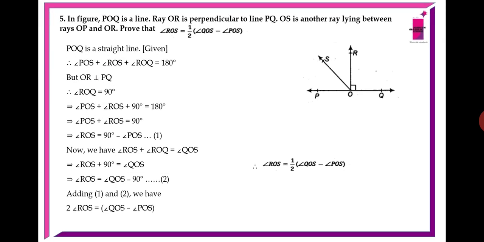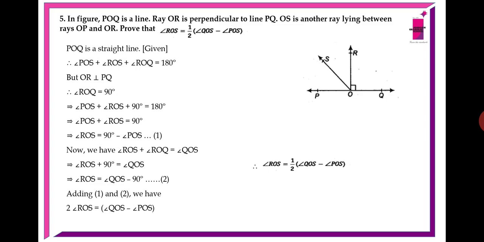So question number 5. In figure, POQ is a line, ray OR is perpendicular to line PQ. OS is another ray lying between rays OP and OR. Prove that angle ROS equal to half into angle QOS minus angle POS.